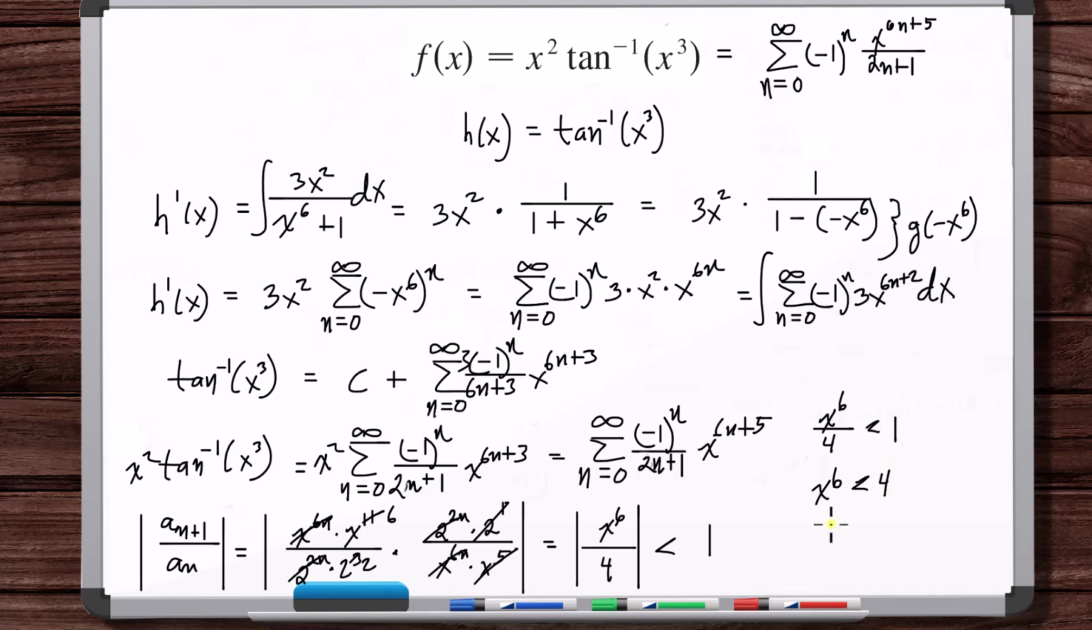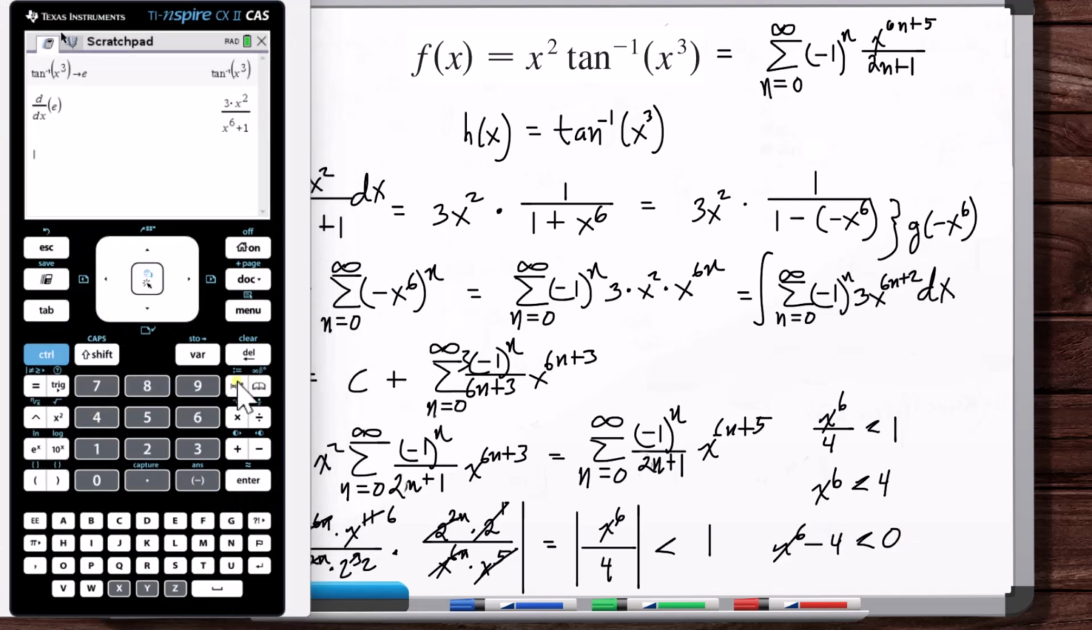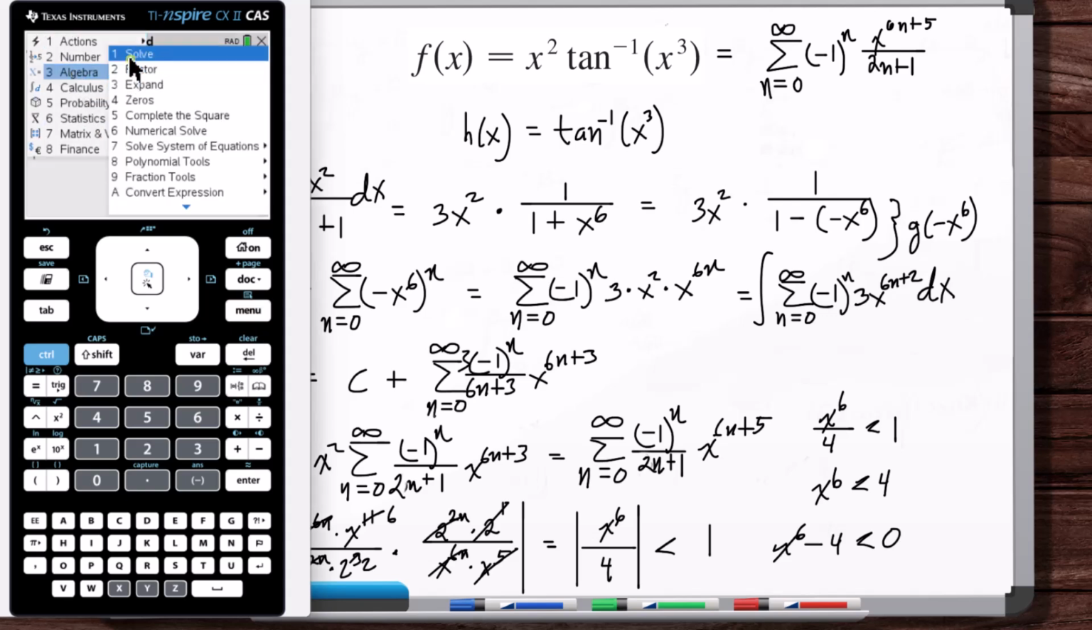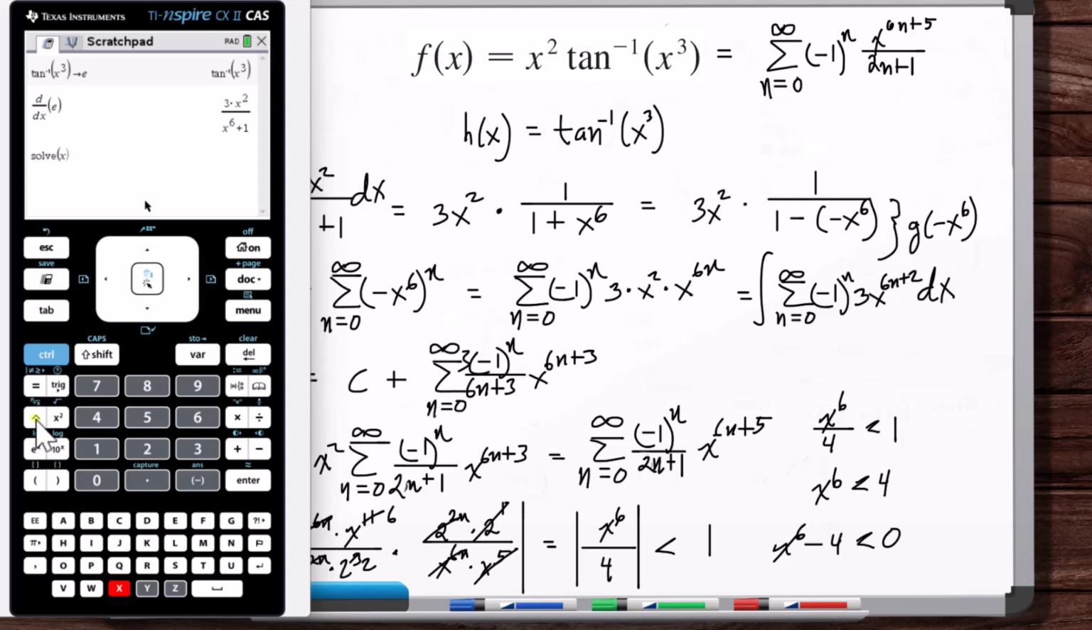So a polynomial inequality, we do this. And let me just go ahead. I don't want this video to get too long. Solve x to the 6th minus 4. I'll show you what we would do. I could just type in the inequality. And so these are the boundaries. This is how you solve polynomial inequalities.